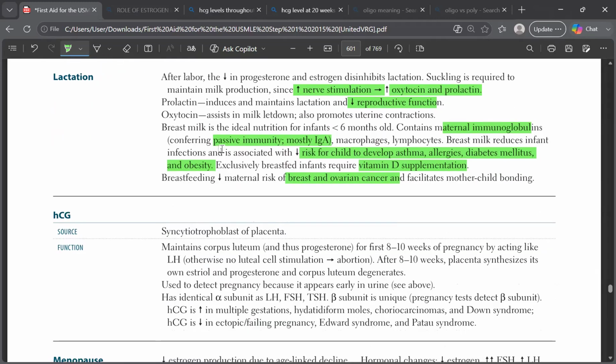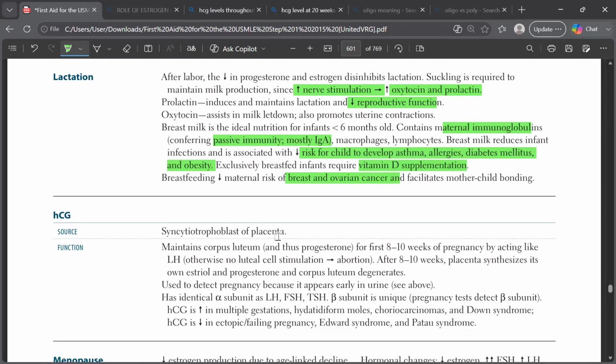So HCG, human chorionic gonadotropin. The source is syncytial trophoblast of the placenta. Syncytial trophoblast is the outer layer of the placenta that is immune to attack by immune cells because it lacks MHC, as far as I remember, MHC class I receptors.